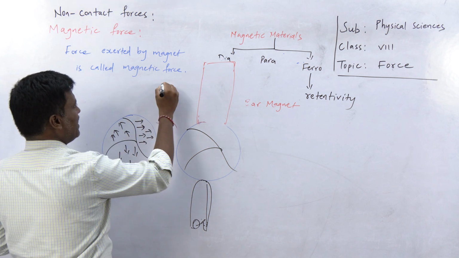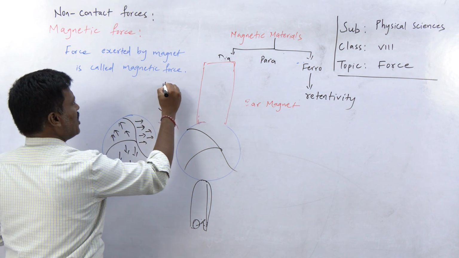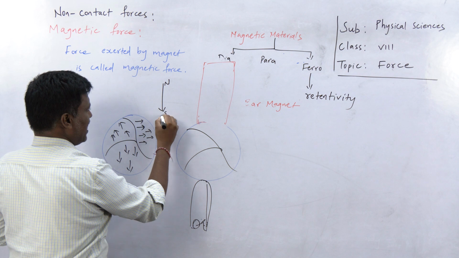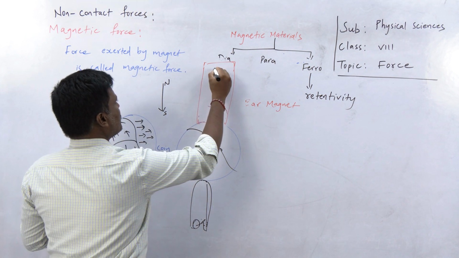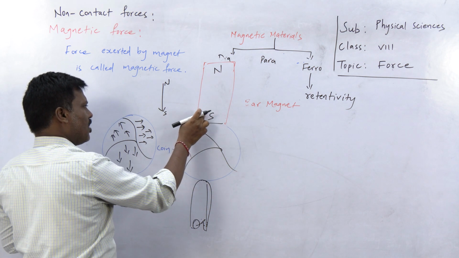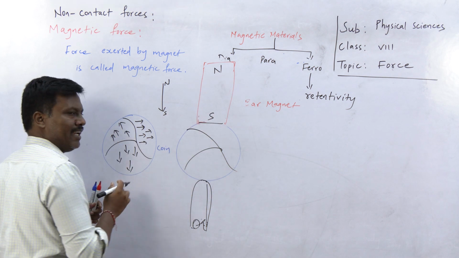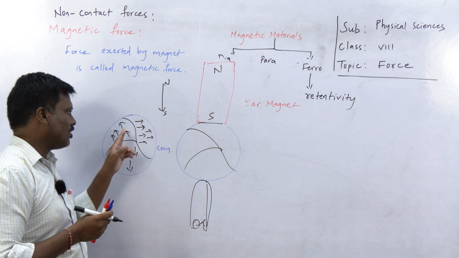So what does this arrow mark indicate? This arrow mark indicates a magnetic particle. The starting end is the north and this arrow mark is the south. Then what happens when we bring, for example, the south pole of the bar magnet in contact with this coin? All the magnetic particles, this arrow mark indicates all the magnetic south poles, right?